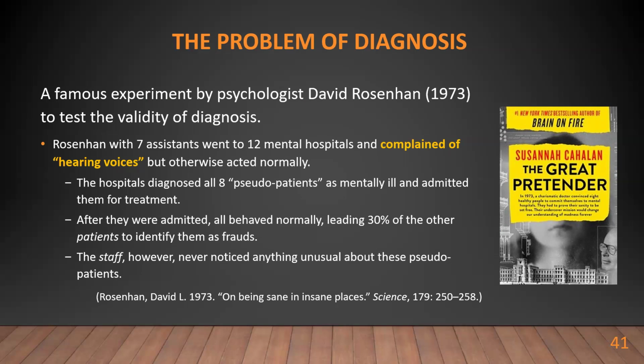And what did happen? Rosenhan, with his 7 assistants, went to 12 mental hospitals and complained of hearing voices, but otherwise acted normally. The hospitals diagnosed all, or 8, of these pseudo-patients as mentally ill and admitted them for treatment. After they were admitted, they all behaved normally, leading 30% of other patients to identify them as frauds. So the other patients saw that these guys are fake. But the staff never noticed anything unusual about these pseudo-patients.